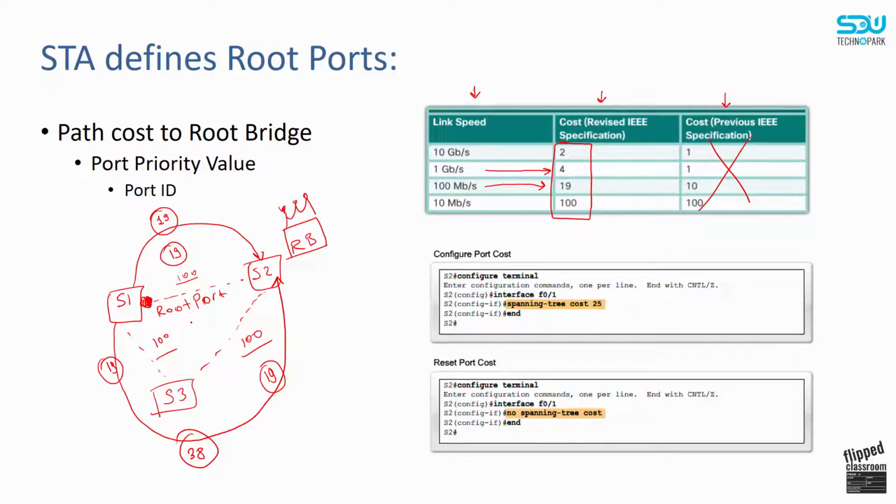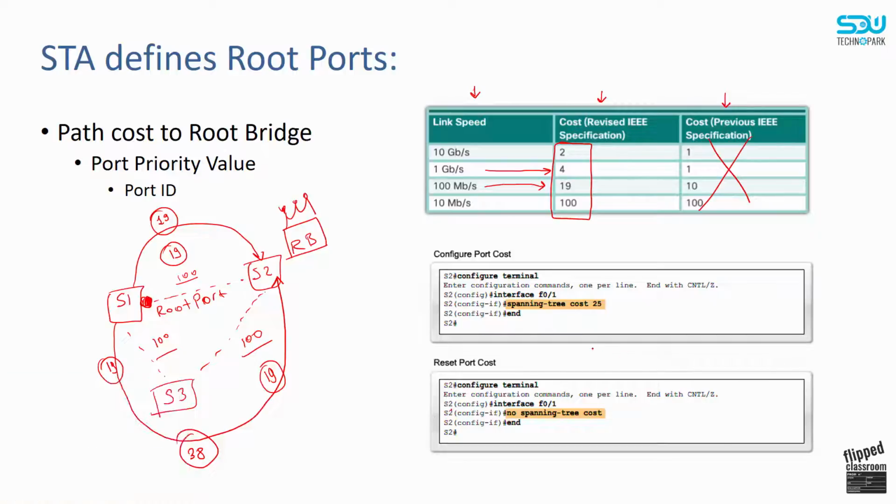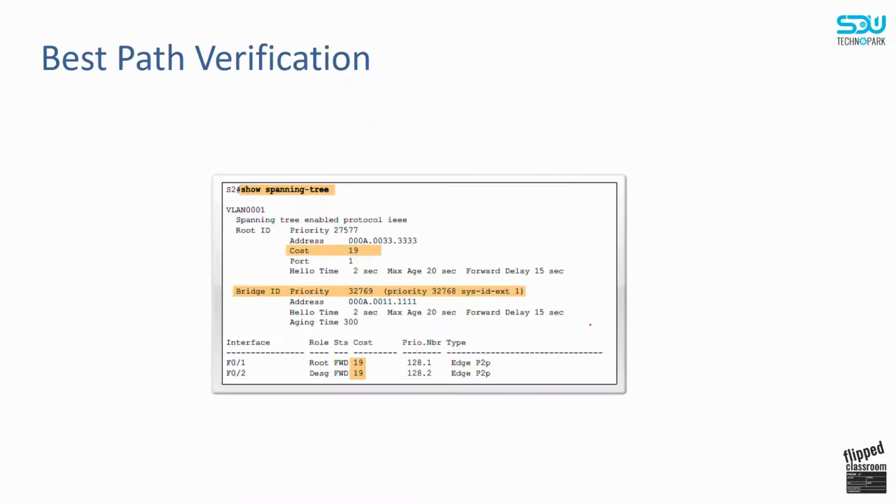Let's take a look at another situation. By the way, before that, let's look at the spanning tree cost command, which can be used to configure our interface, so that you can say, this is your cost, and the switch will not calculate it by itself. To verify the best path, you can use the command show spanning tree, which will show you the cost to the root bridge, and the cost will be shown here also.